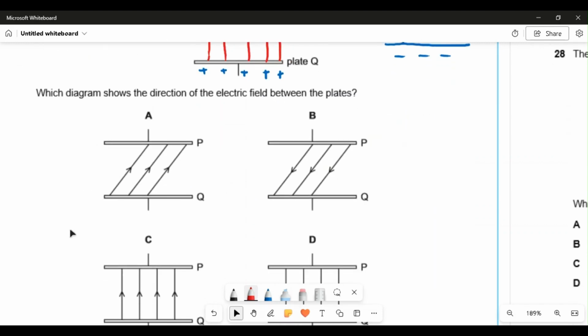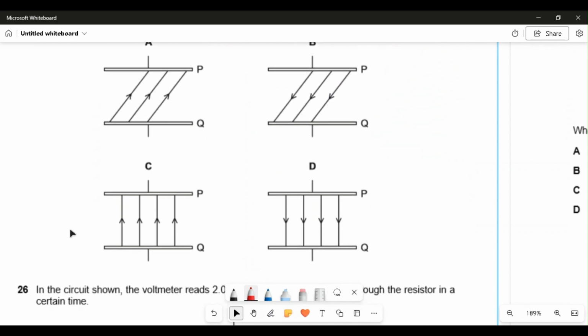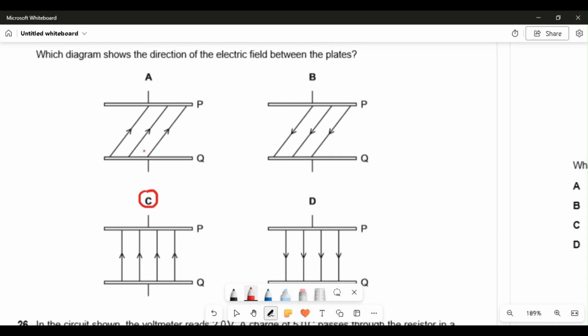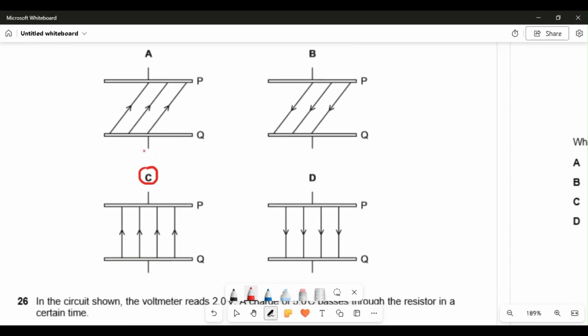So here the four options are given. Of the four options, the correct one is option C. Why? Because A is showing inclined lines, and B is also showing inclined lines. D is showing P to Q. It means it shows that P is positive and Q is negative. That does not happen because the charge was moved toward P, so positive, positive cannot be. Whereas in this one, P is showing negative and Q is showing positive. So this is our right choice.